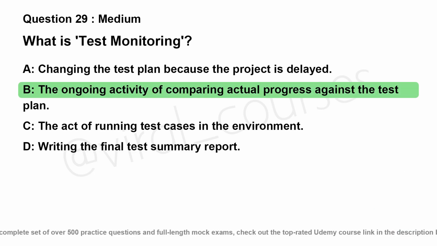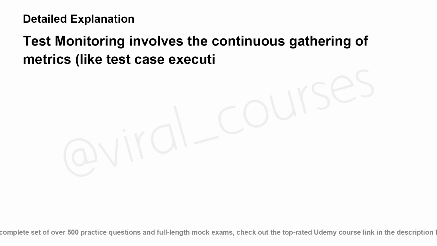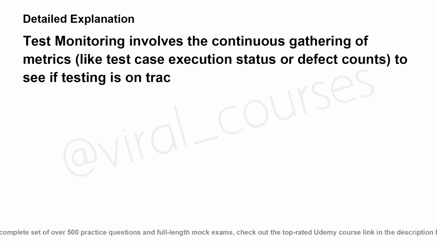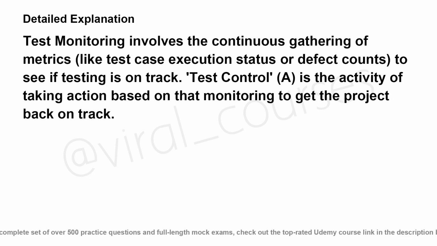The correct answer is B. Test monitoring involves the continuous gathering of metrics, like test case execution status or defect counts, to see if testing is on track. Test control, option A, is the activity of taking action based on that monitoring to get the project back on track.